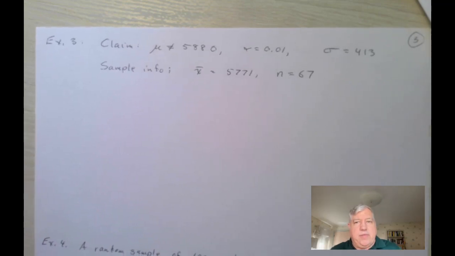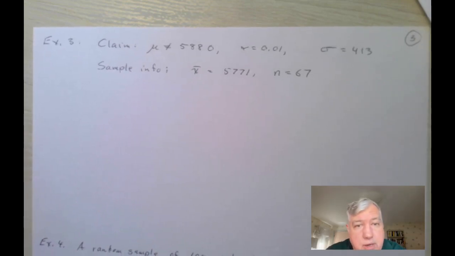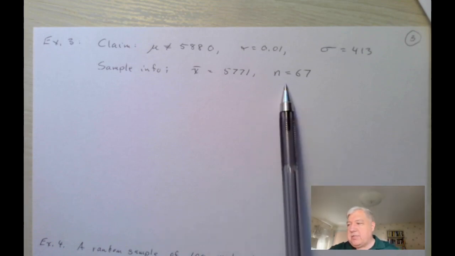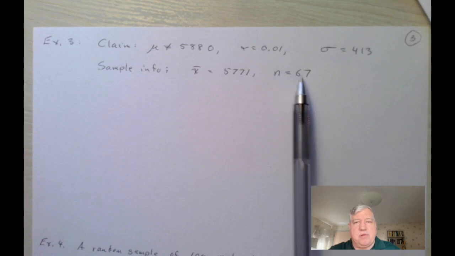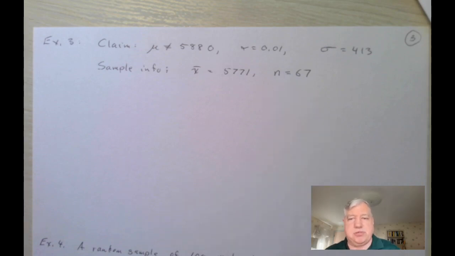All right. With example 3, there's a claim that mu is not equal to 5880. We have a level of significance of 0.01, and sigma is 413. It's known. Our sample mean is 5771 and our sample size is 67. So n is bigger than 30, so we know that the sample means will be normally distributed, so we can proceed.